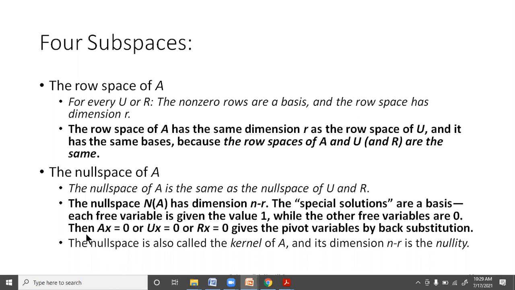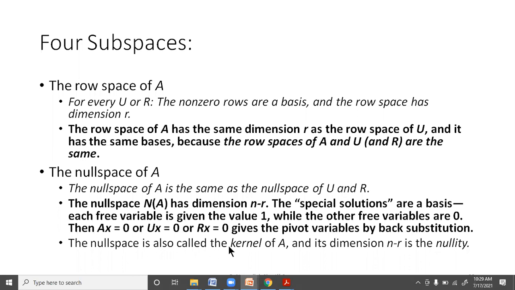Ax equal to 0, or Ux equal to 0, or Rx equal to 0, gives the same thing, giving the pivot variables by back substitution. Once we set one of the free variables to 1 and the other free variables to 0, we can find the values of the pivot variables, and using that you can find the null space.